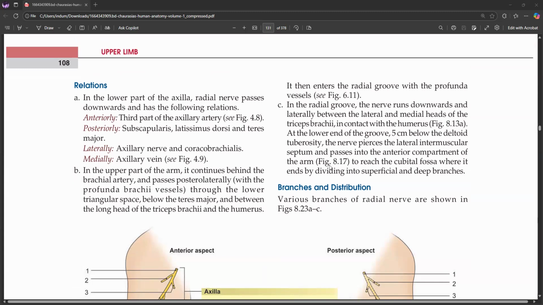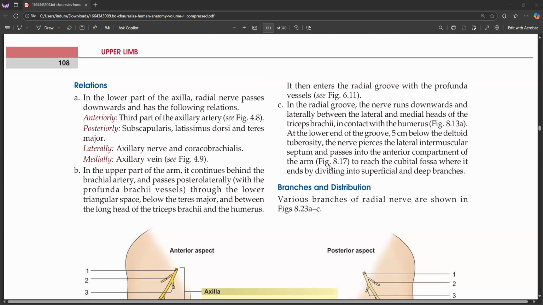In the radial groove, the nerve runs downwards and laterally between the lateral and medial heads of the triceps brachii in contact with the humerus, figure 8.13a. At the lower end of the groove, 5 cm below the deltoid tuberosity, the nerve pierces the lateral intermuscular septum and passes into the anterior compartment of the arm, figure 8.17, to reach the cubital fossa, where it ends by dividing into superficial and deep branches.